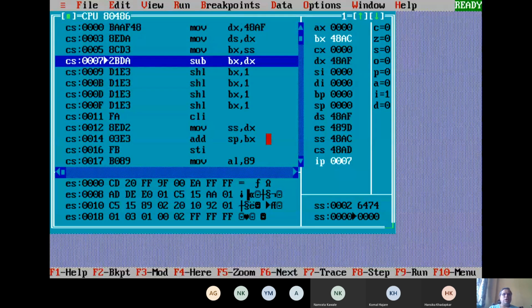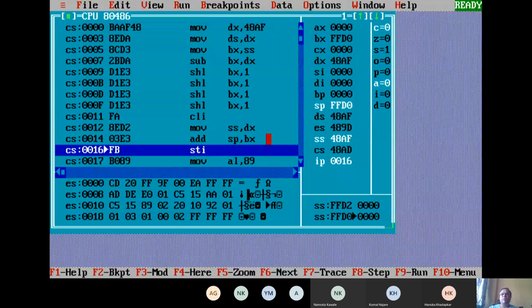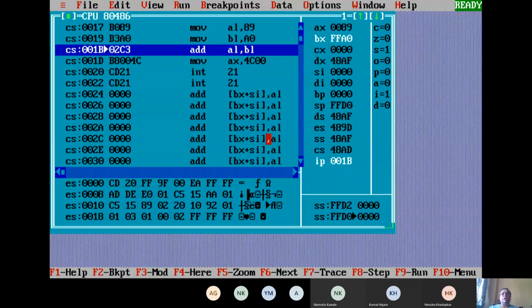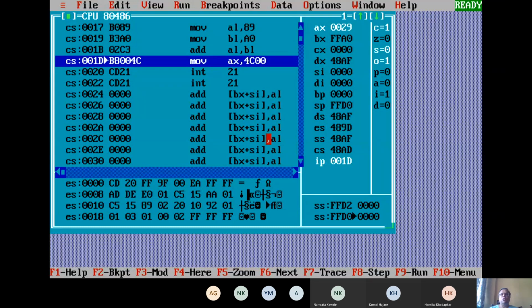Again, I have to move on directly up to STI without watching anything. When I write move 89, AL will be 89, BL will be A0. Observe that the carry flag and auxiliary carry flag both are 0. When I perform addition, what you will find this time is the carry flag is set, but the auxiliary carry flag will remain 0, which indicates the carry is not generated by the lower nibble. Carry is not forwarded by the lower nibble to the upper nibble.